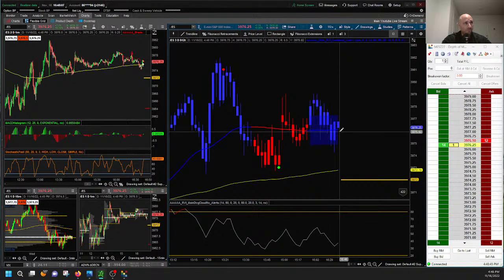I'm still waiting for the break to the upside here. Now, if we want, we could get short and just use this high as an exit, or we could do it the other way. So let me see.